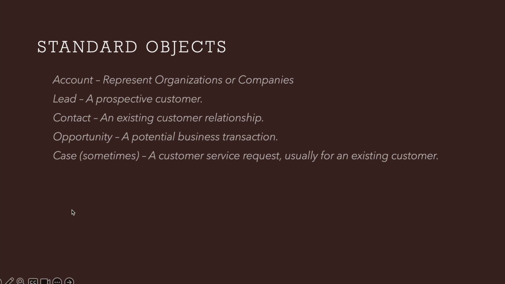A lead, we'll go over that a little bit later, but a lead is just that. It's a potential or prospective customer. We have contact. It's basically an existing customer relationship. A lead can become a contact. Opportunity is a potential transaction, or to give you an example, say you sell shirts and someone asks to buy 1,000 shirts for a particular event, then that particular transaction would be an opportunity.